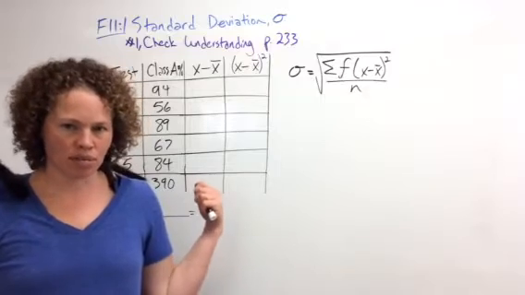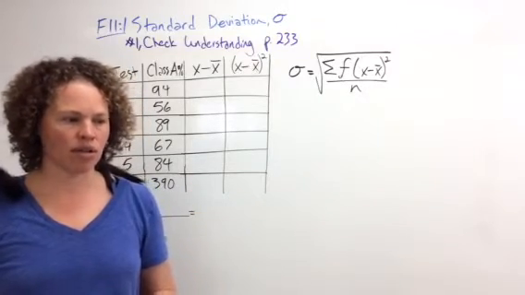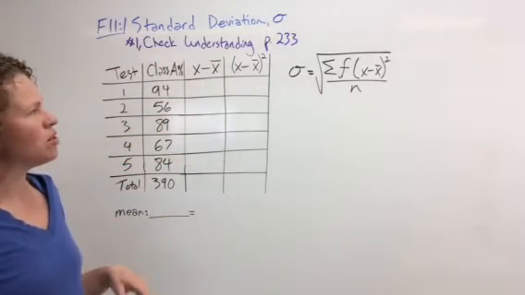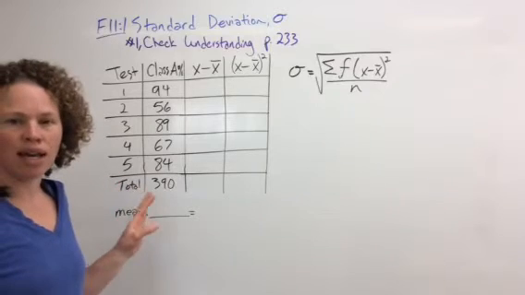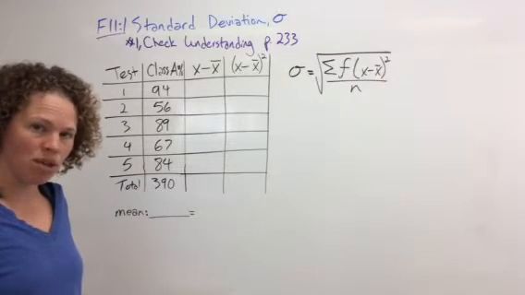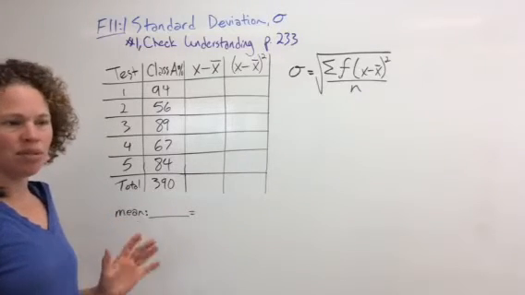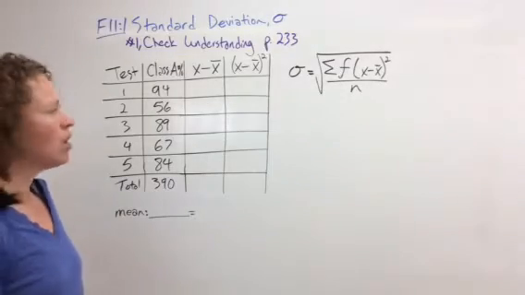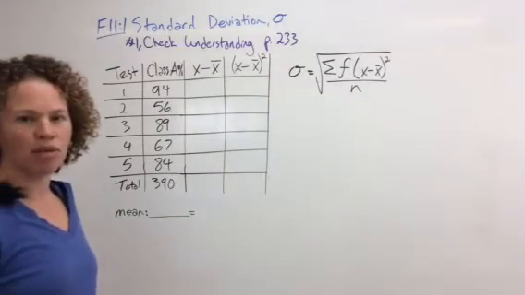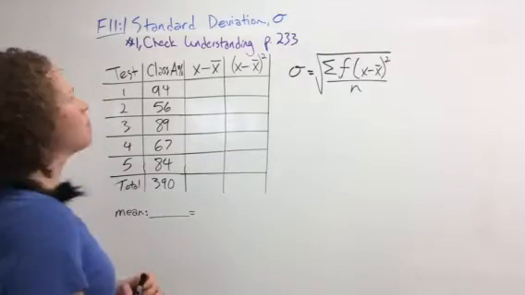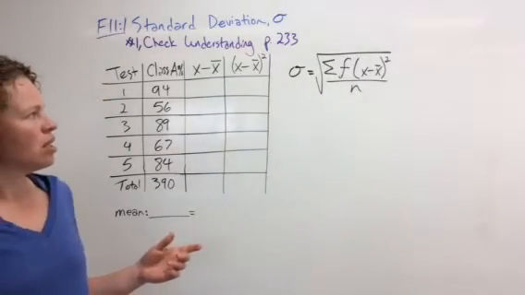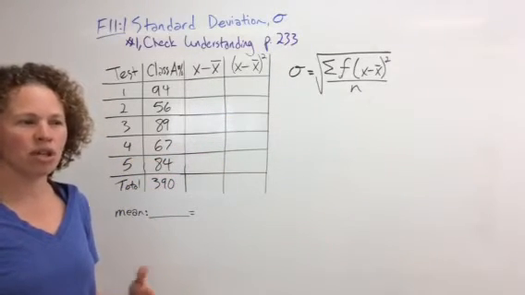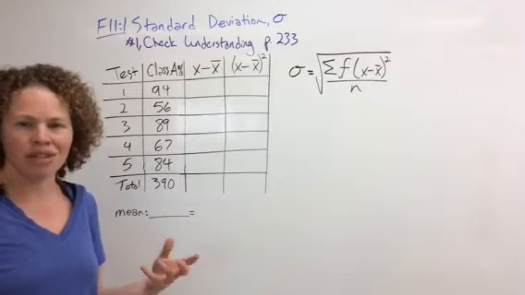But I'm going to use a simple data set. I've chosen this one because number 1 on your check understanding, page 233, gives you class A and class B. I'm going to work through class A with you, and then you can go through the same steps using class B and compare the final results. This will get you started, and then you'll have something really similar to practice with right away.